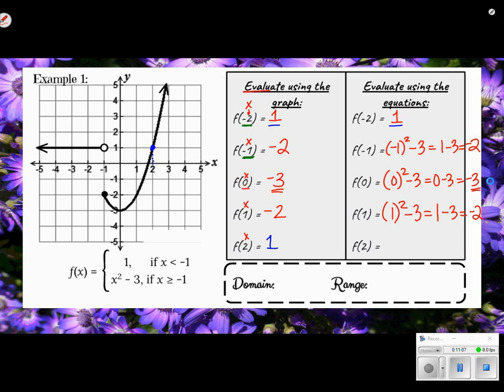All right, now what we're going to do is we're going to plug in 2. Where does 2 fit in? Is 2 less than negative 1? Or is 2 greater than or equal to negative 1? It's greater than or equal to, so we're going to use this last equation. We're going to try plugging in 2. So 2 squared minus 3. 2 squared is 4. 4 minus 3 is 1. Is that what we got? Yes, it is.